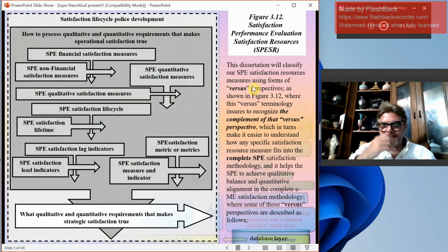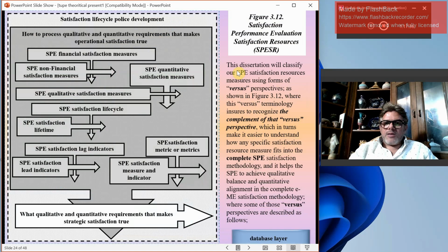Back to satisfaction. There's something here that is very important. This dissertation will classify our satisfaction performance evaluation satisfaction resources measures using the form versus perspective. So I'm going to have financial satisfaction measures against non-financial, quantitative against qualitative, life cycle against lifetime, lag and lead, metric or metrics, measures and indicators.